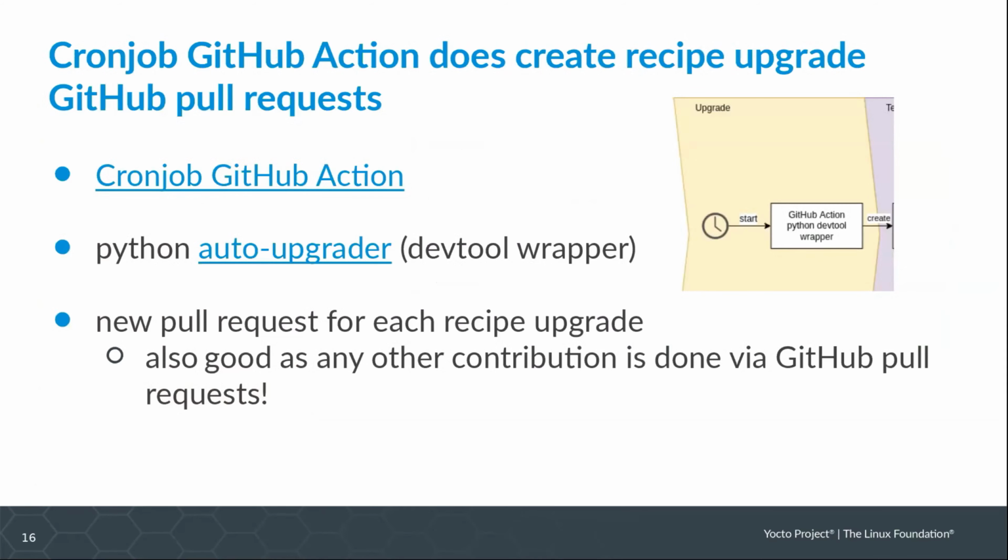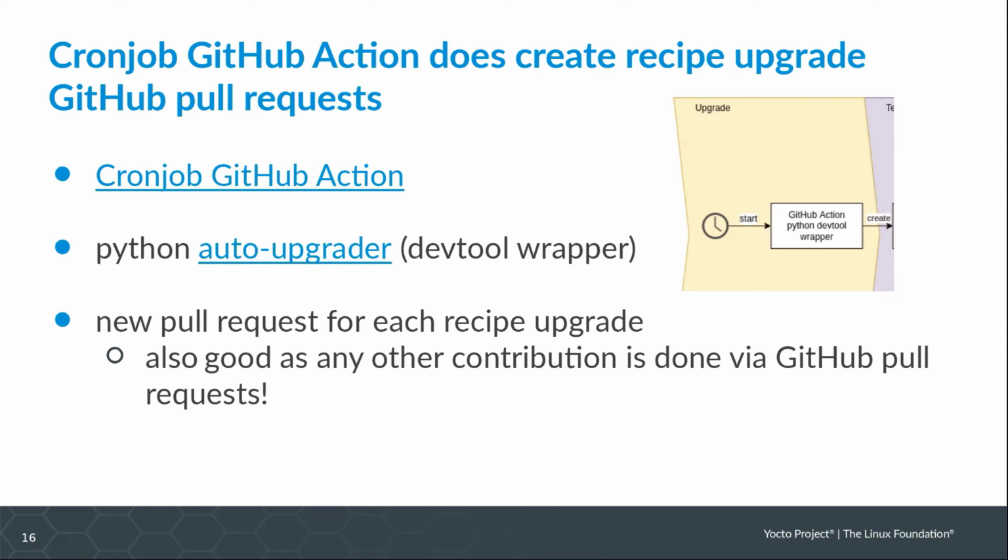Cron job GitHub action. As said, it creates those pull requests. I have linked all those GitHub actions in my slides. They are downloadable as a PDF. The Python auto upgrade DevTool wrapper thing is on a different GitHub repo. It's also linked. It's open source. You can use it. And there is a new pull request for each recipe upgrade. So if there are more recipe upgrades, it's for each one.